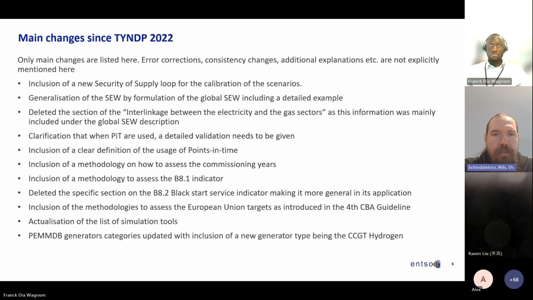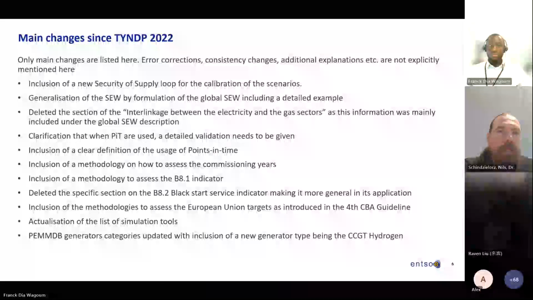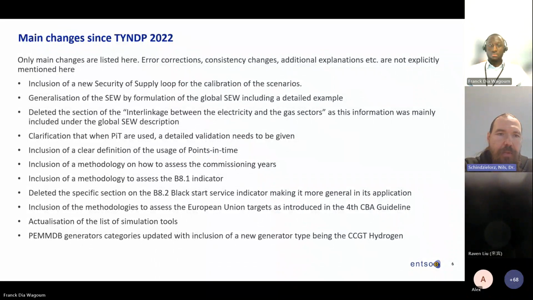Then we have added clarifications on how to use the points in time, if they are to be used, and we have given a clear definition of their usage as well. We have included the need that when points in time are being used, it must be described how they have been incorporated and used in the studies. Then we have included the methodology on how to assess the commissioning years. This is also a topic that I will give information on in a few slides.